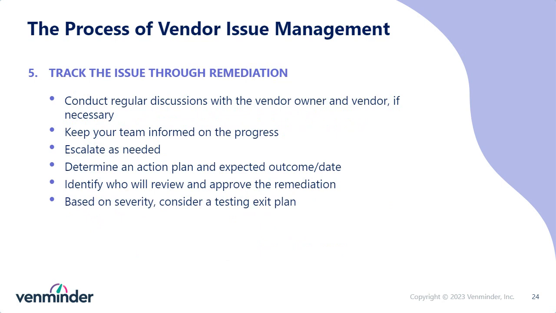And we've got to track that issue until it is remediated. That means talking to the vendor on a regular basis and the vendor owner, keeping everyone informed, and if we need to, escalating up the food chain. We also need to always identify who is going to approve and review that remediation, and it cannot be the vendor owner, right? And depending on how severe that issue has been, if it's not getting resolved, you might need to consider testing your exit plan.